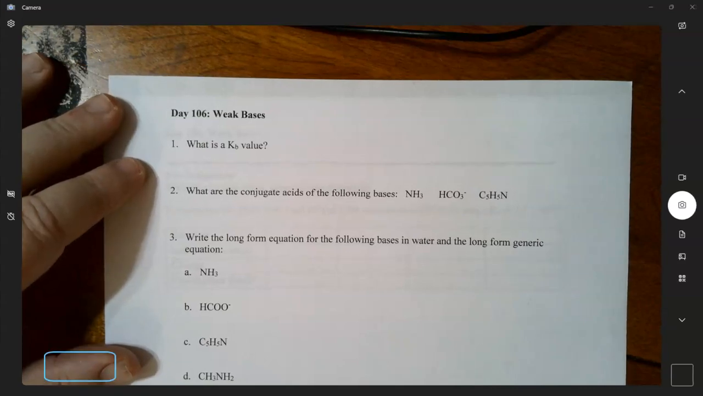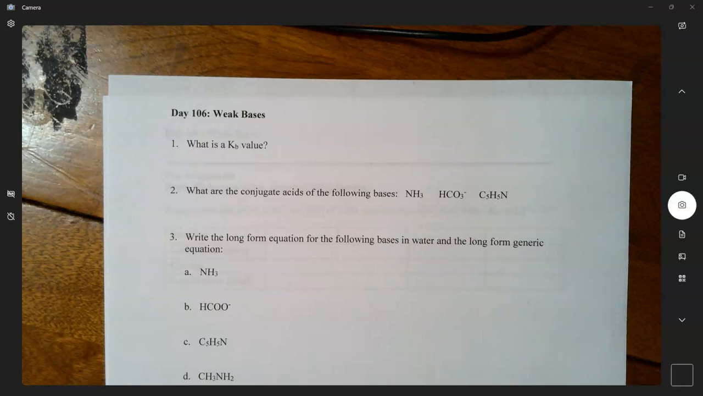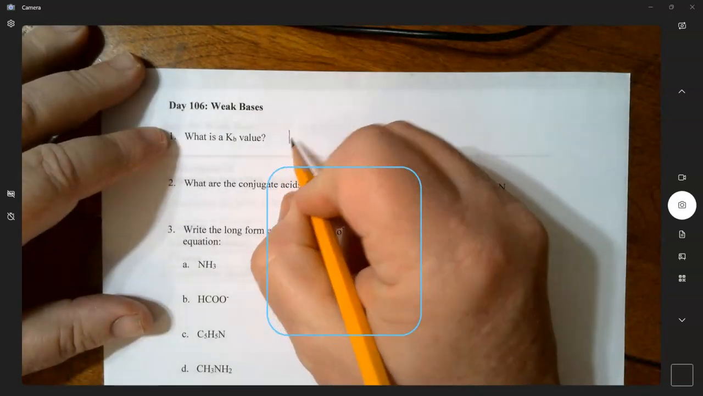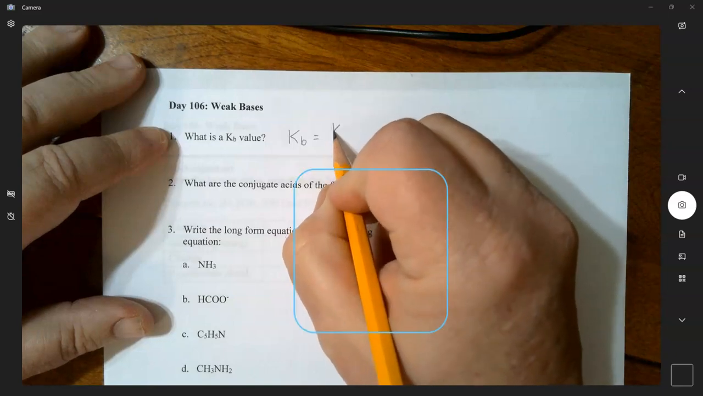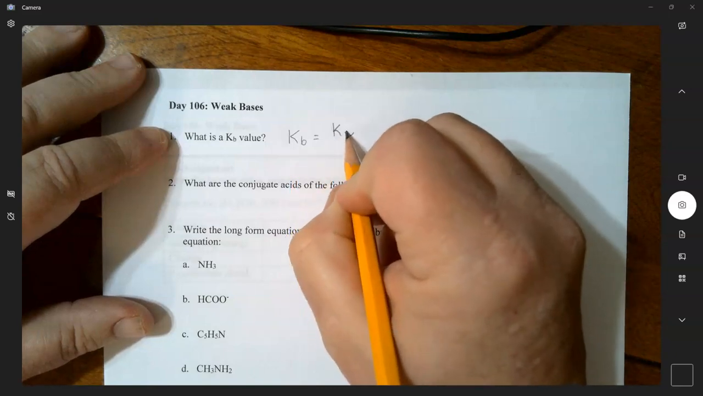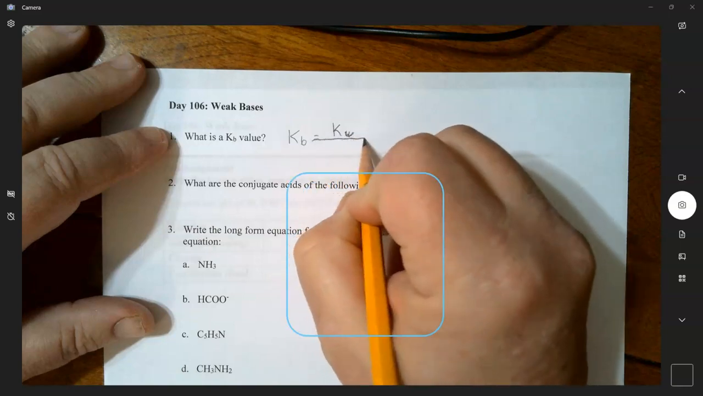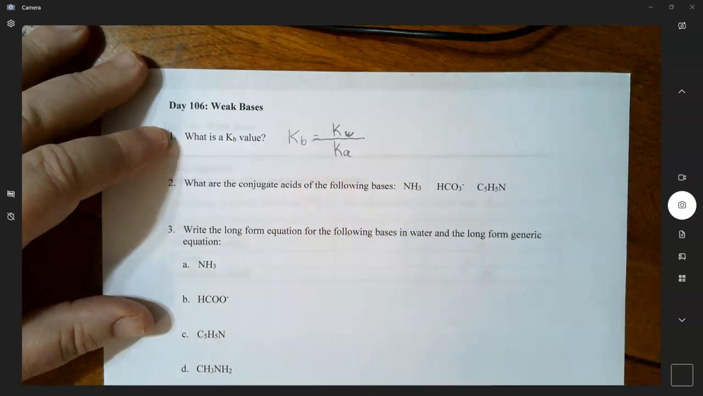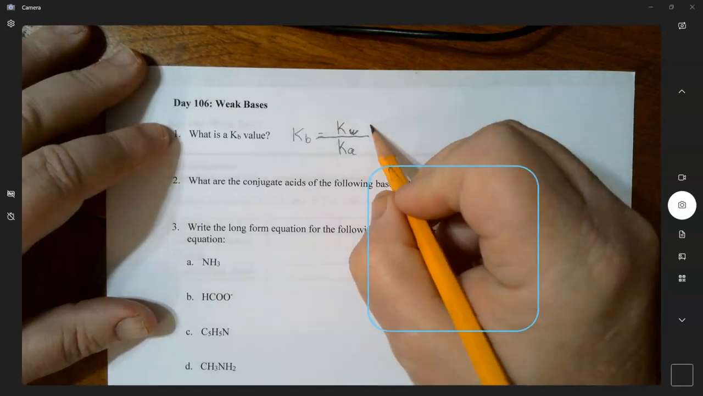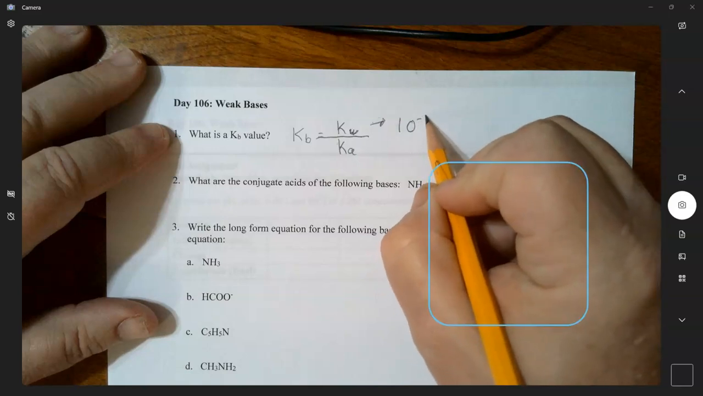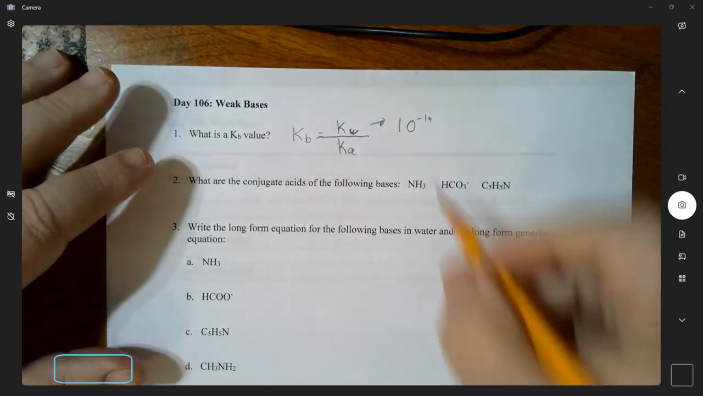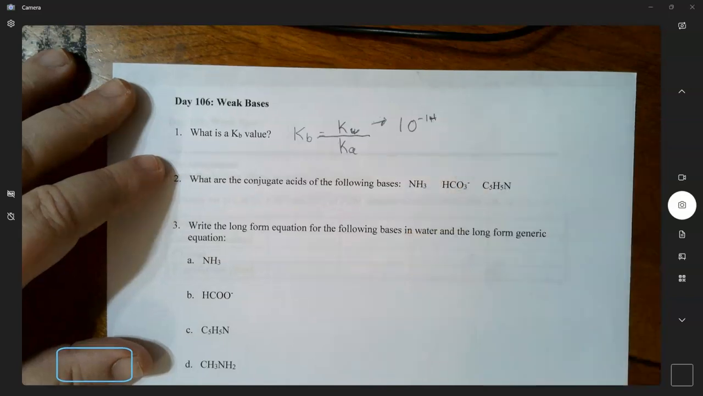Many problems will give you a Ka value, and you can look up Ka values in books and on the internet, but you can't look up Kb values. So what do you do? You simply use the formula Kb equals Kw over Ka, and of course Kw is 10 to the minus 14th power. It's the auto-ionization constant of water, and that's how you would get it.